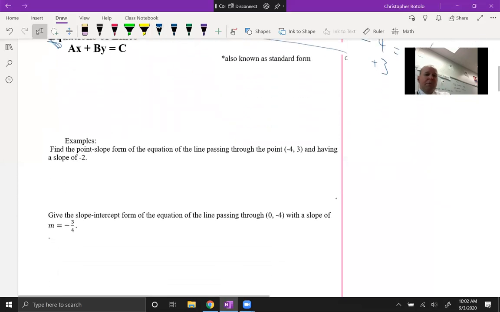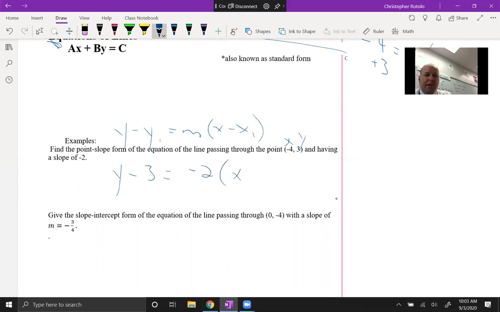What about point slope? Remember point slope? We want y minus the y value equals the slope times x minus the x value. So we're just going to drop all these things in here. So x and y, so we want y minus 3, negative 2 times x minus negative, so I'm going to make it plus 4. That's all. We just want to drop that information in there.